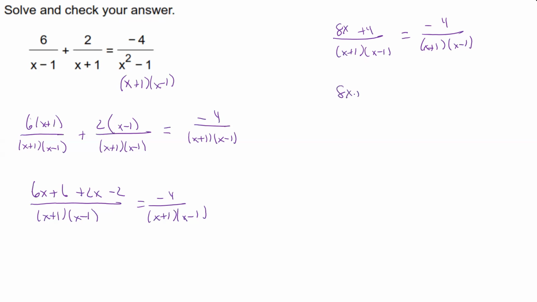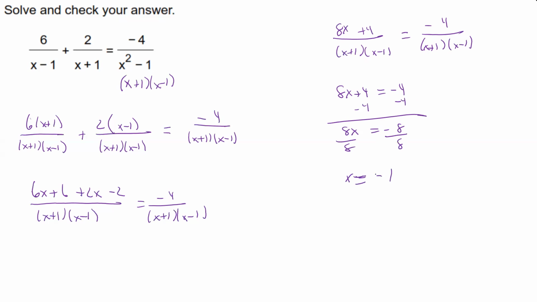So 8x plus 4 equals negative 4. And so let's subtract 4, and 8x equals negative 8. Divide by our negative 8. So x equals negative 1.